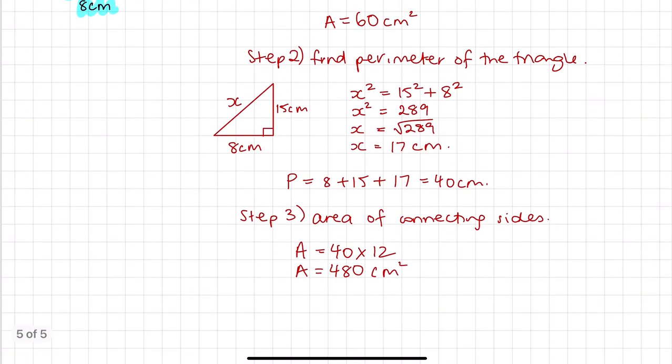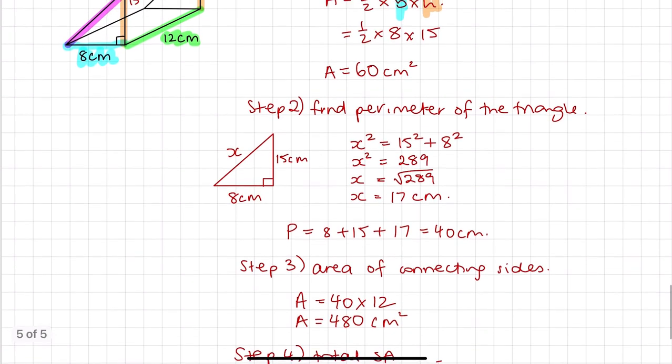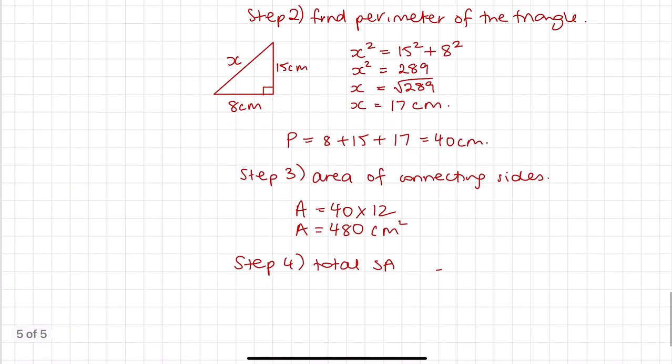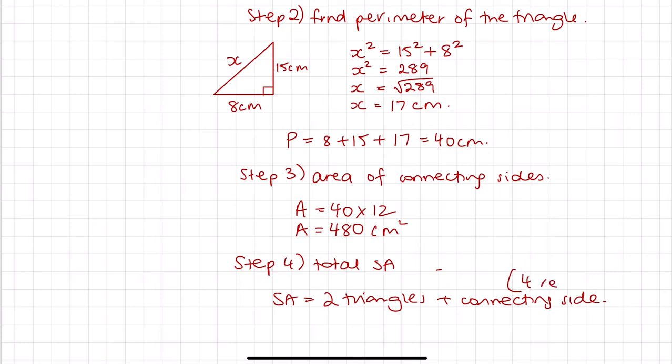Okay, we're not quite done yet because we need to find out the total surface area. Okay, so the total surface area is the area of the front and the back, the identical ends. Okay, so this is only one of them. We've got to times this by 2. Okay, so we have two triangles, plus the connecting sections. Connecting sides, or 4 rectangles. Oh, 3, sorry. Three rectangles.